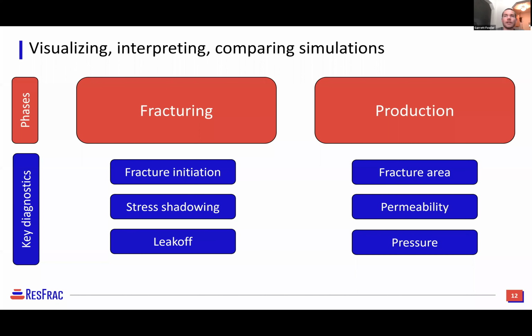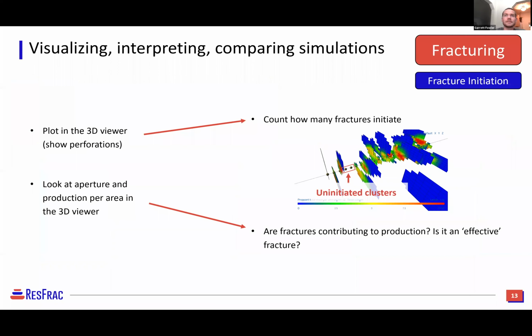And then during production, I really think about what are the dominant factors or variables that go into production. And to me, there's really three. It's fracture area, which predominantly is propped area when I'm thinking about production, the permeability that is being accessed, and the pressure that we are depleting. And so we can look at each of those as we dissect a simulation.